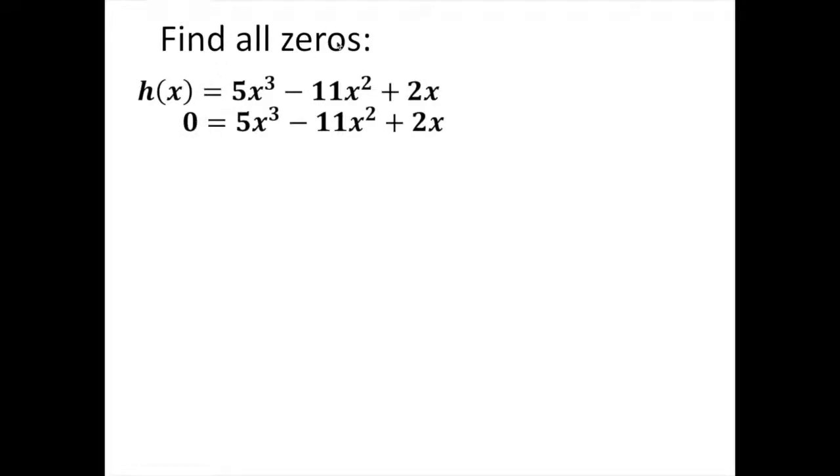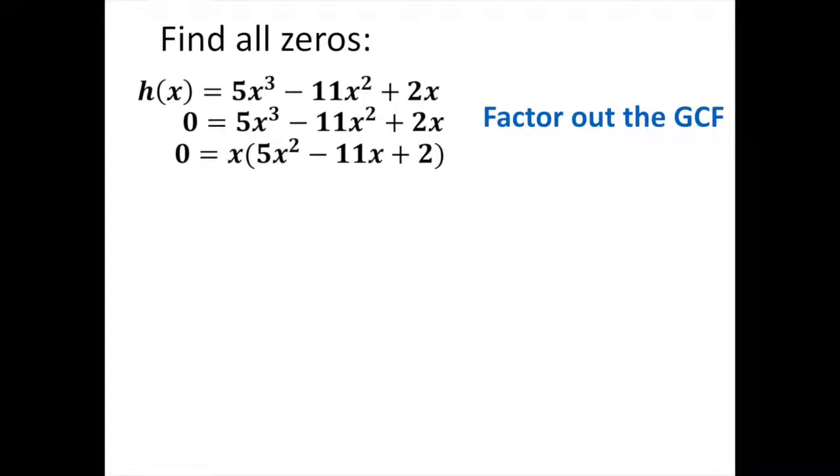Now I can go through and try to solve it for x. The very first thing I'm going to do here is factor out the greatest common factor. Is there something that all three of these components have in common that we can take out of there? They do. They all share an x. So I can factor out an x. If I factor an x out of each one of those, I'm left with 5x squared minus 11x plus 2. The x went away here. Instead of 2x's, instead of x squared, I'm left with just x. Instead of x cubed, I'm left with x squared.